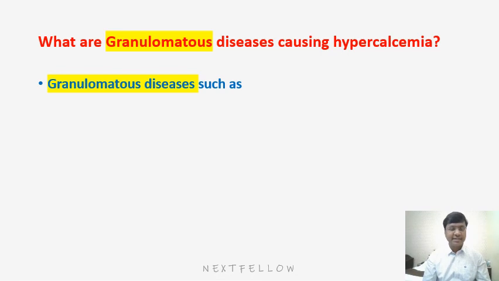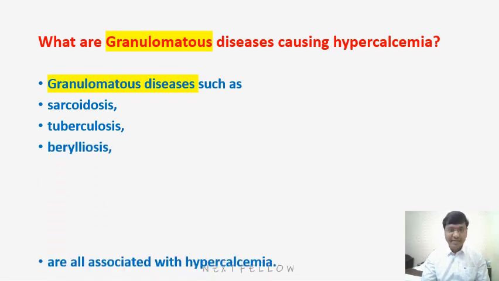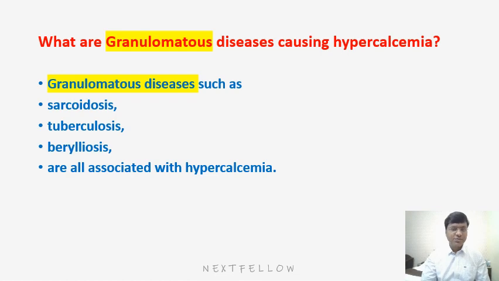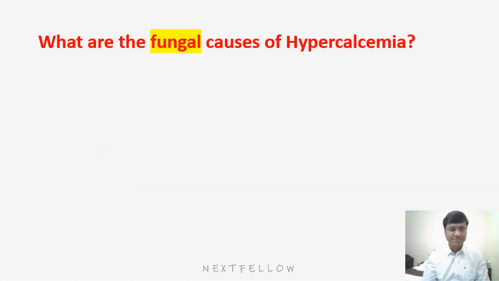Next, there are certain granulomatous conditions which cause hypercalcemia. These include sarcoidosis, which is characterized by deposition of non-caseating granuloma, then tuberculosis, which is characterized by caseating granuloma, then berylliosis. All these are associated with the development of hypercalcemia, and they are your granulomatous diseases, that is sarcoidosis, tuberculosis and berylliosis.